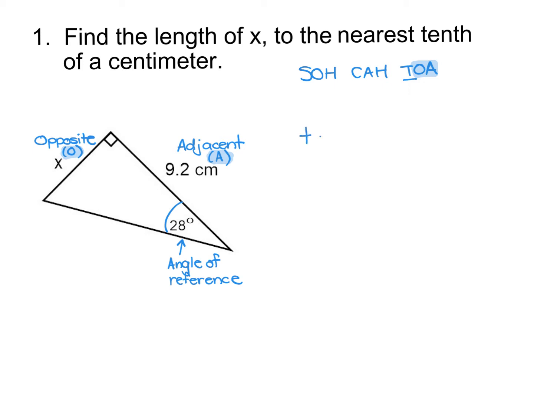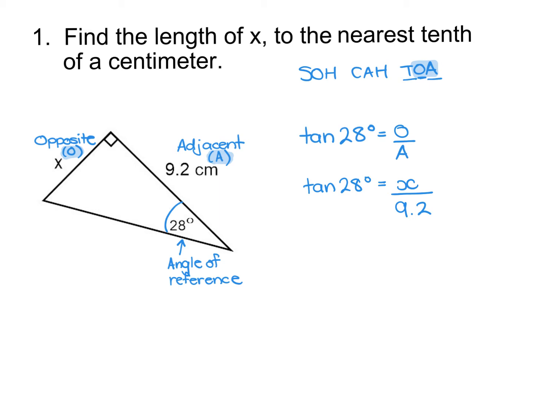So we start out by writing tan, and always write the degree next to it. In this case, it's 28 degrees. And because O comes first, you're going to write that on top of the ratio. And A comes second, so that's going to go at the bottom of the ratio. Next up, let's fill in the values. You can really skip to this part right here. So O happens to be x, and A happens to be 9.2.